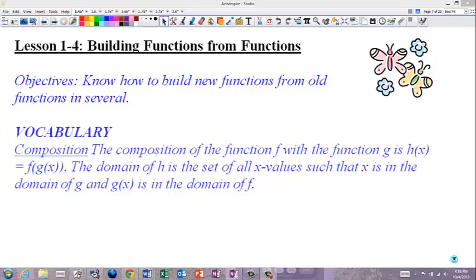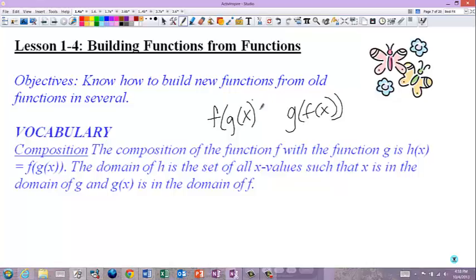Alright, this is lesson 1-4, building functions from functions. And this is, if you remember from Algebra 2, the f of g of x and the g of f of x. What this basically says, the composition of the function f with the function g is h of x equals f of g of x. The domain of h is the set of all x values such that x is in the domain of g and g of x is in the domain of f.